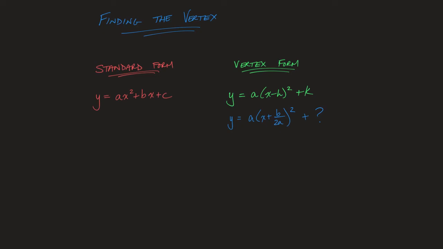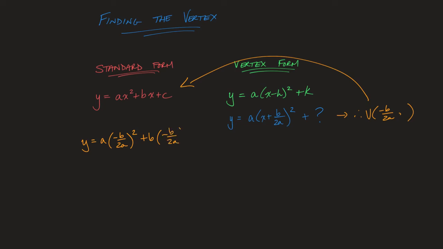Let's say that I take a look at that and I know that my vertex then has to have an x-coordinate of negative b over 2a. So I'm going to sub negative b over 2a into my standard form to find the y-coordinate. So I'm going to replace my x squared with negative b over 2a, and I'm going to replace my x with negative b over 2a.